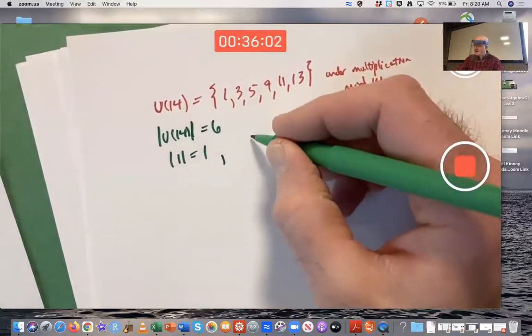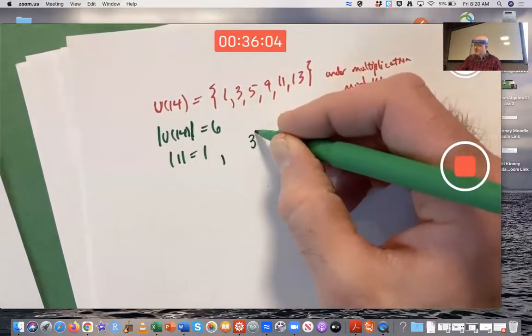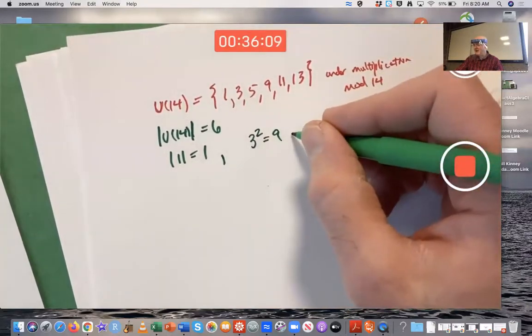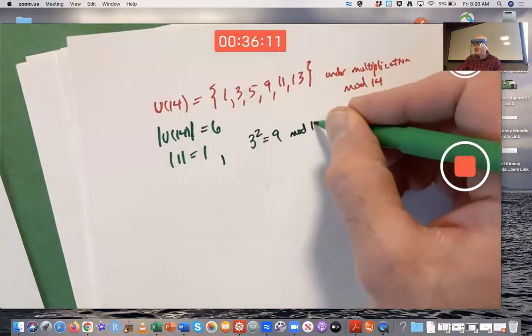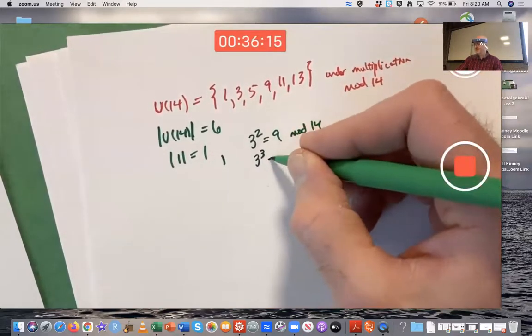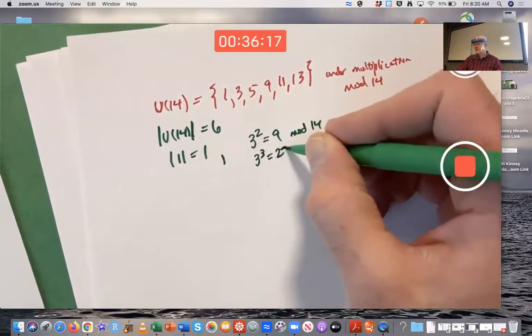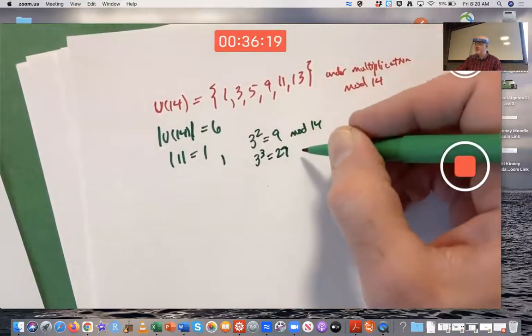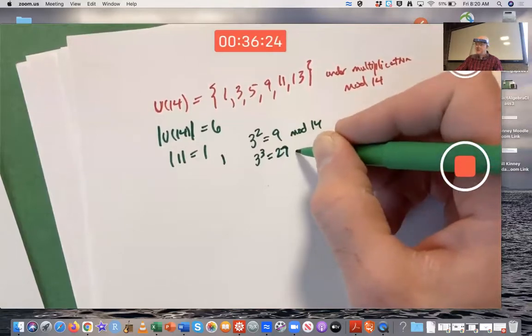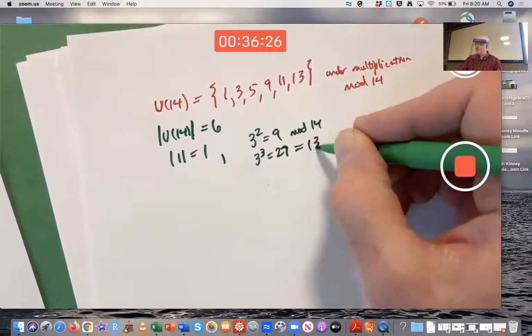Let's see if we can figure out the order of 3. 3 squared is 9. And yeah, that would still be 9 even if we mod by 14. 3 cubed, well, of course, is 27. But mod by 14, I'll go ahead and be a bit sloppy here. I'll go ahead and write equals 13, mod 14.